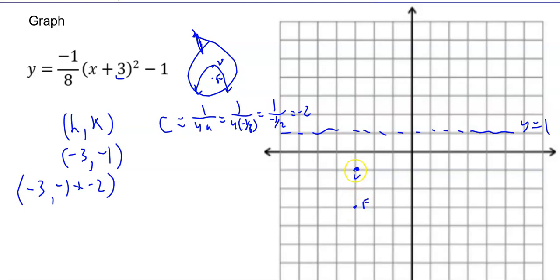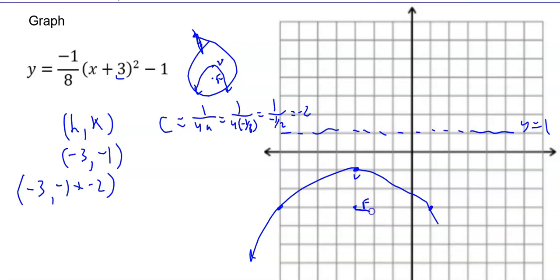2 units down is your c value. So I'm going to go 2c in each direction, so 4 in each direction. So 1, 2, 3, 4 from the vertex, make my focal diameter. 1, 2, 3, 4 from the vertex, and then draw my parabola. So you're using those focal diameter points.